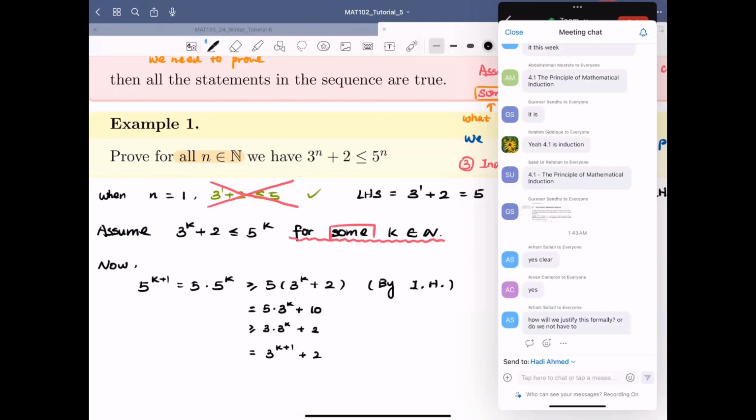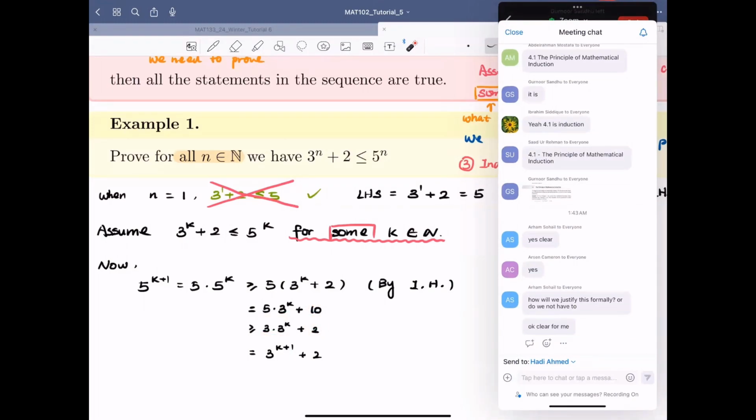Is this clear for you? You don't need to justify it because it's very clear. This is clearly bigger than this, and this is clearly bigger than this. It's very straightforward here, so no justification is needed. Is this clear for everyone? So this is this. I'm done. I showed that this is bigger than or equal to this, as required.